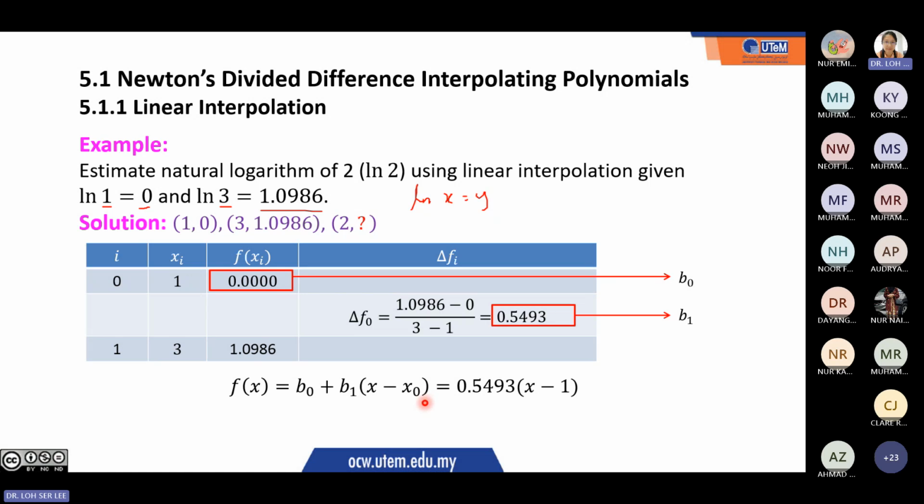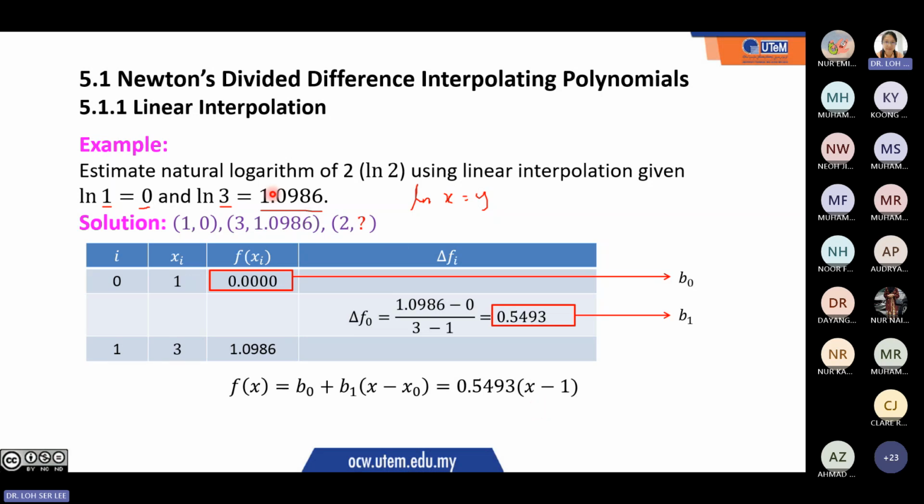When you have 2 points, we want a linear interpolation. That means you have to write this out, b0 plus b1, x minus x0. Your b0 is the first y value, so b0 is 0. b1 is this one. And x still remains x minus x0. x0 is the first x value, minus 1. So this is the estimated polynomial, the linear interpolation function.